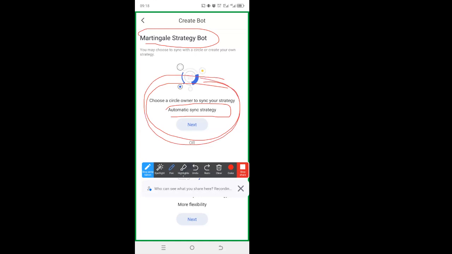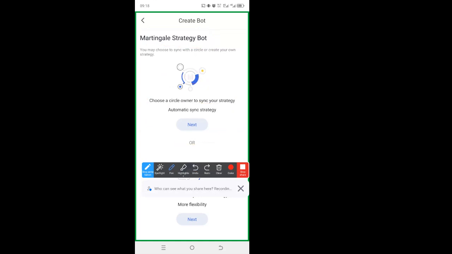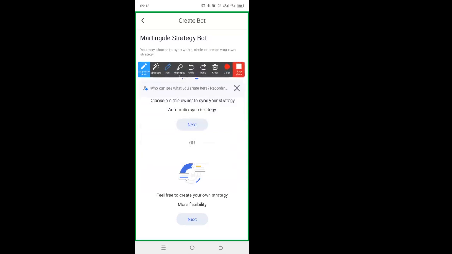But for us, royal queue also says, if you don't want to use ours, feel free to create your own strategy. There is more flexibility. You can change it anytime you want, in any way you want, so that the robot can work for you, on your behalf.